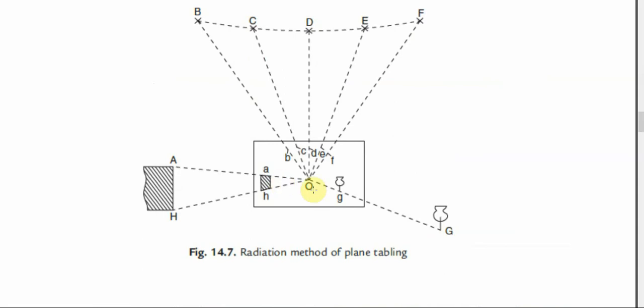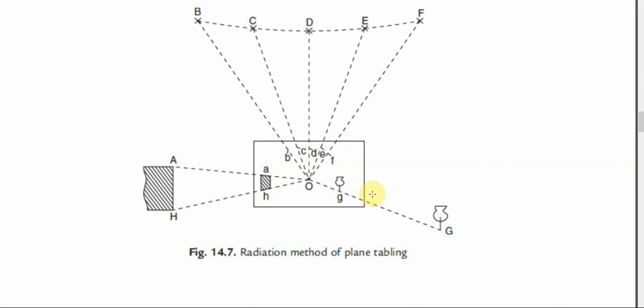I'll set my plane table at a single point. I will sight several points and I will draw the rays, and I will measure the distance between my plane table station and those points on the ground, and I will convert it to some scale and plot it on the sheet. So this is the radiation method of plane table surveying.